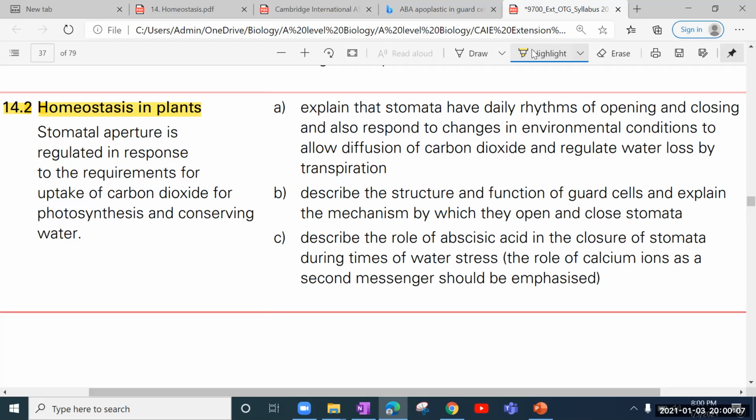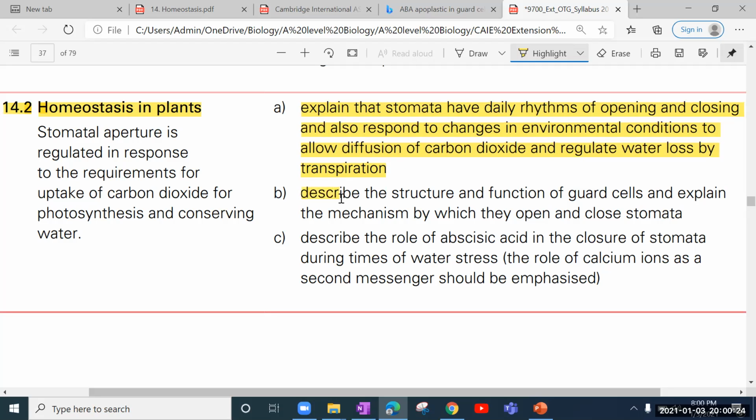And today we are going to discuss homeostasis in plants. So these are the learning objectives as per the CIE syllabus. You have to explain that stomata have daily rhythms of opening and closing and also respond to changes in environmental conditions to allow diffusion of carbon dioxide and regulate water loss by transpiration.